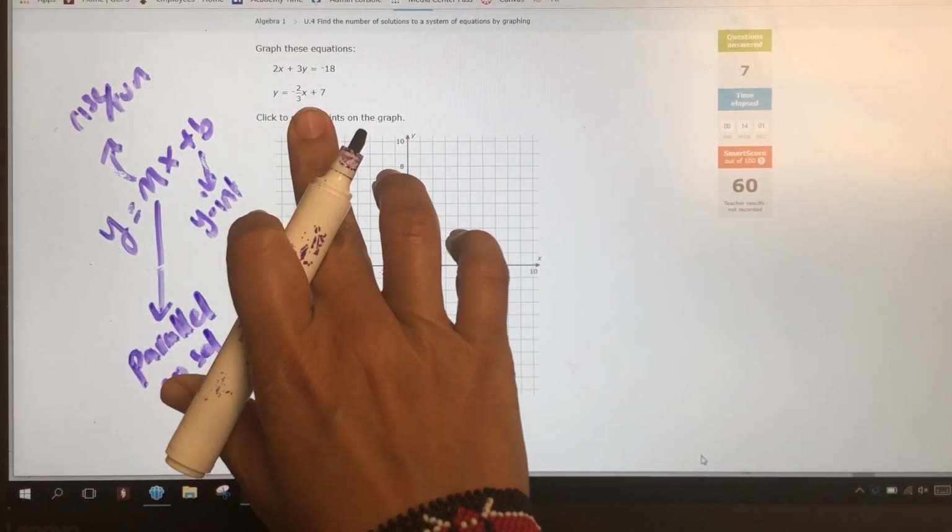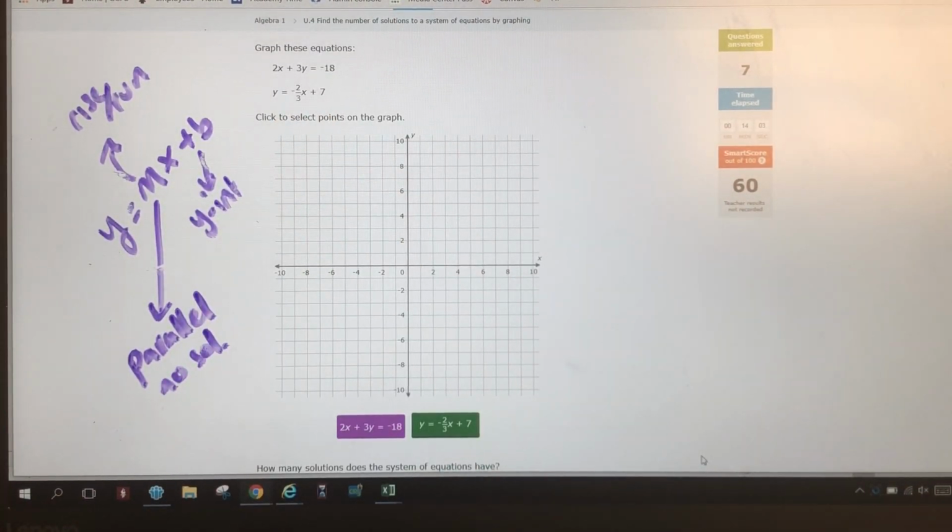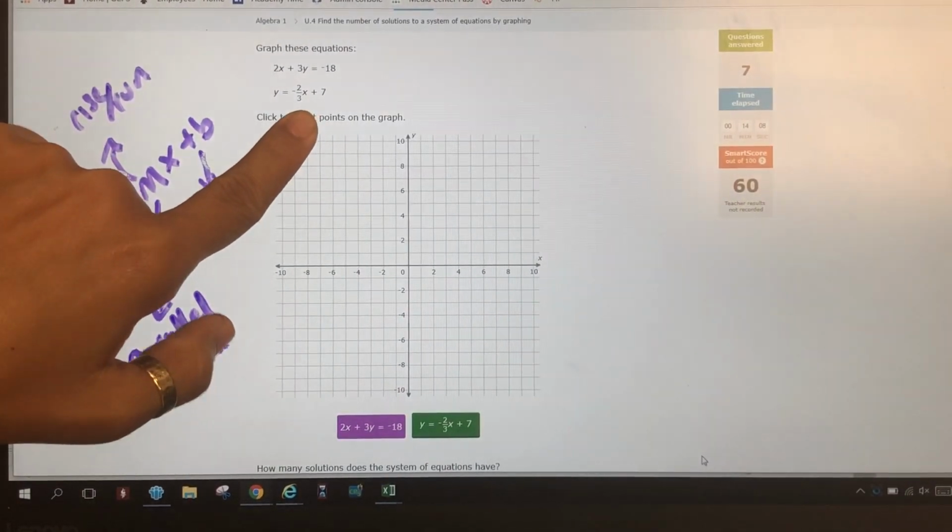All right, so this one is already in y equals. So anytime it's already in y equals, I just go ahead and graph that. And then they've already made it a fraction. So rise over run is already done for me. So let me go ahead and do this line.